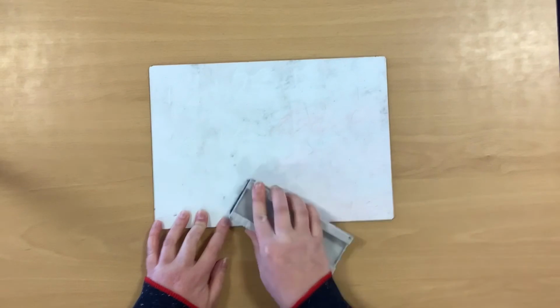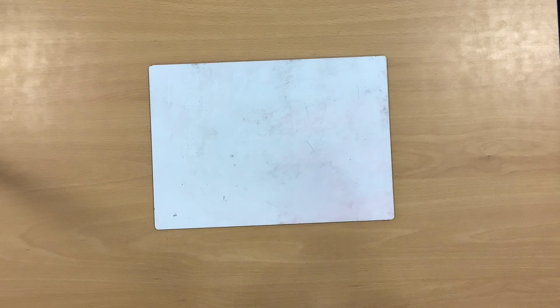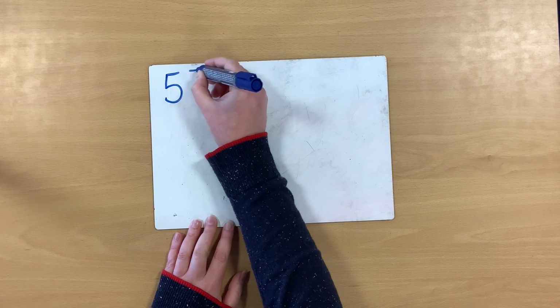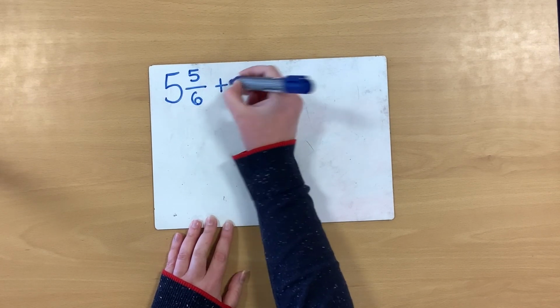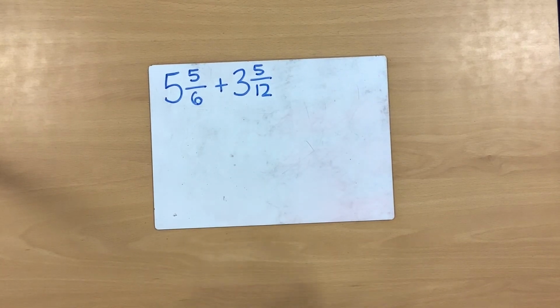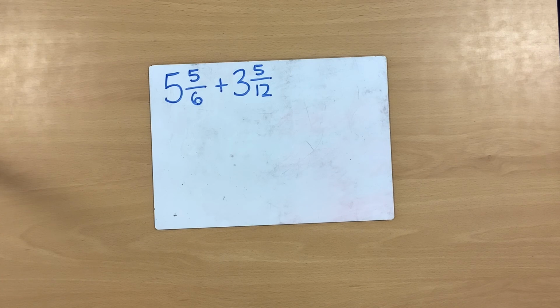Right, now I'd like you to get your whiteboard and whiteboard pen in front of you. I would like you to write on your whiteboard this calculation. We're going to do 5 5/6, add 3 5/12. What I'd like you to do now is to pause the video, have a look at the 2 mixed numbers that you have, and see which fractions you need to convert by looking for the lowest common multiple. Once you've converted the fraction, unpause the video and then we will continue.